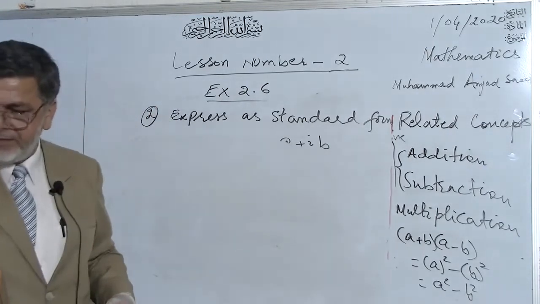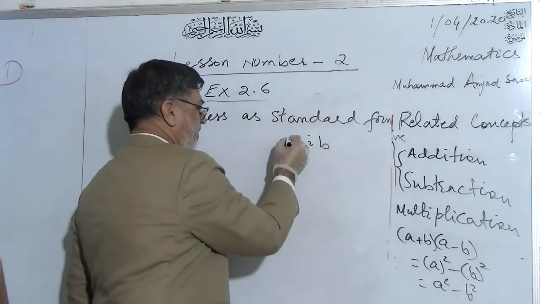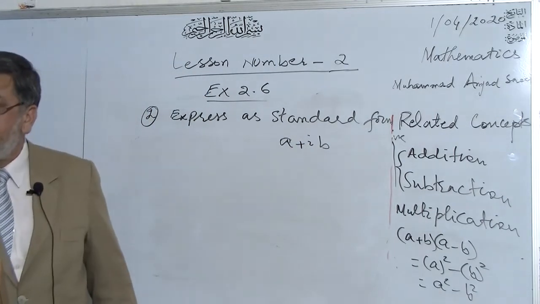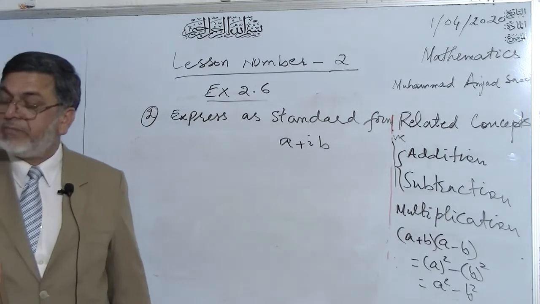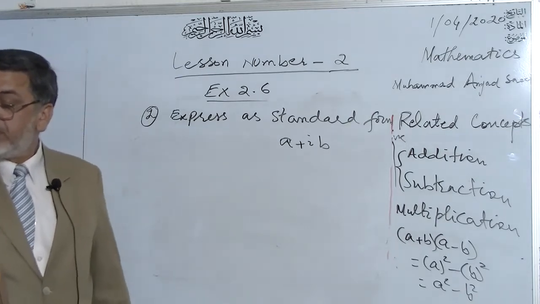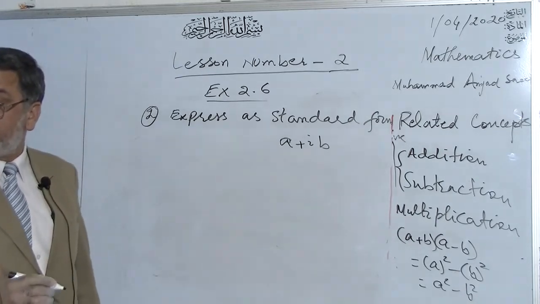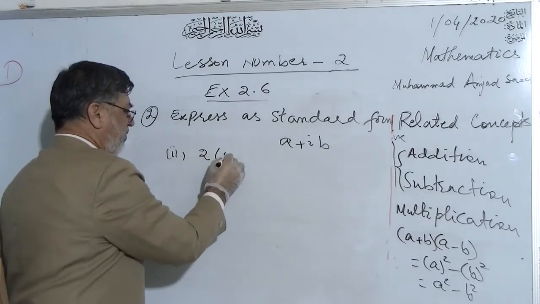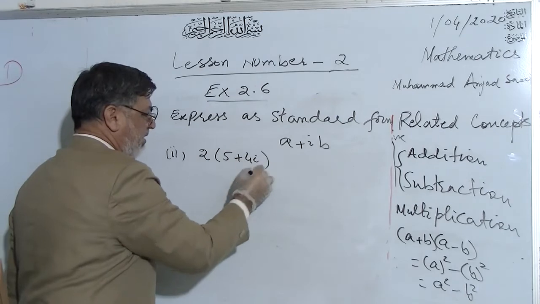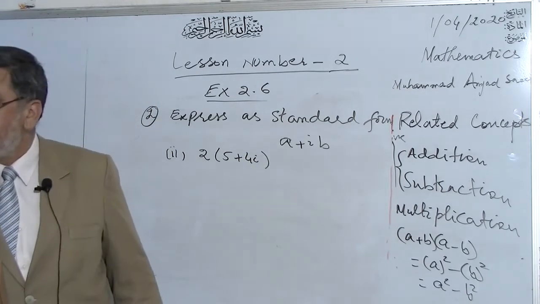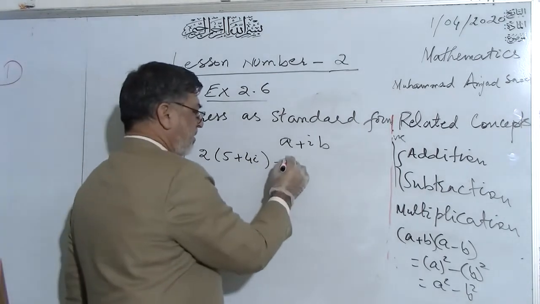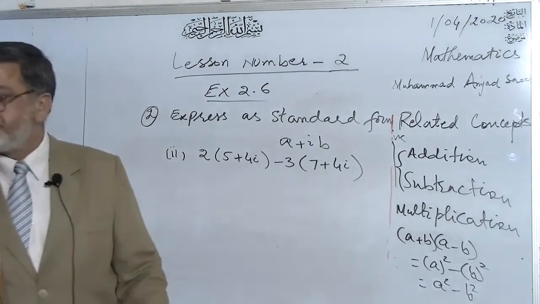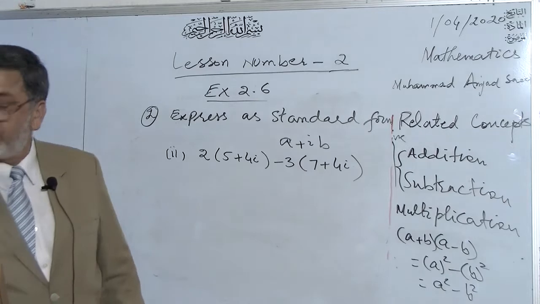After that, we have part number 2 and part number 3. 2 into 5 plus 4 iota, minus 3 into 7 plus 4 iota. Okay.